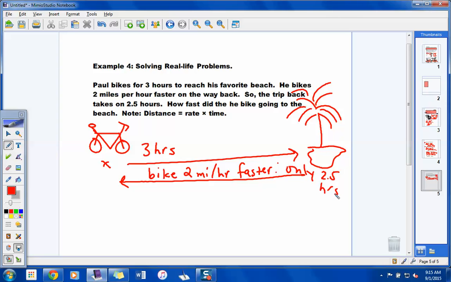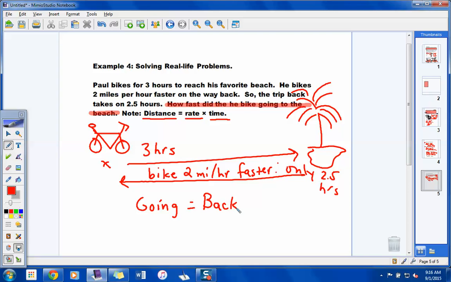Okay, so the thing that we're trying to figure out is how fast was he going on his way to the beach? We don't know how fast he was going, the speed. Now I've made a note up here, guys. In science class, you've probably talked about any distance that you travel is equal to a rate times what? Rate times time. The distance going to the beach would be the same as the distance coming back, right? Everybody agree with that? Okay.